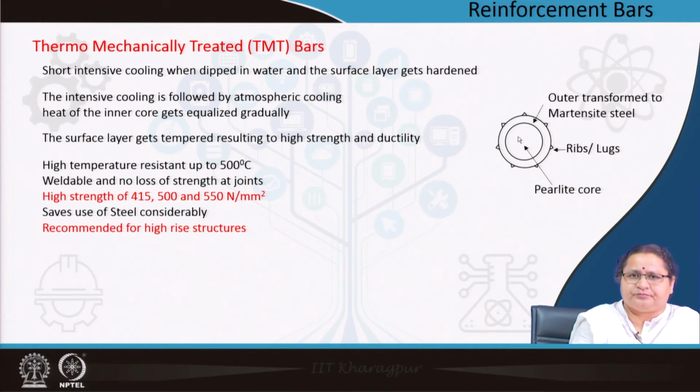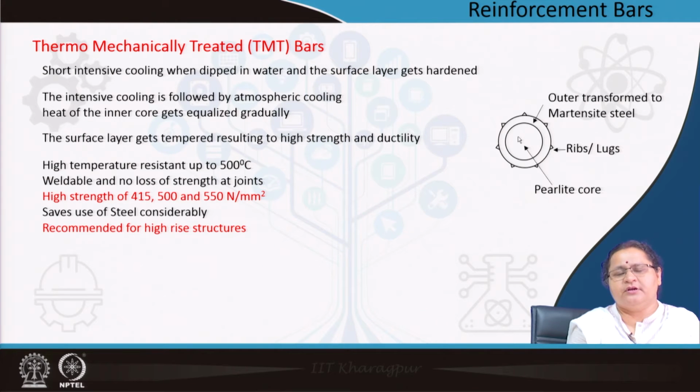These thermally treated bars, or the TMT bars, are weldable, and at the point of welding it does not have a loss of strength. We can get high strength starting from 450 Newton per millimeter square up to 550 Newton per millimeter square, and around 40% of use of steel can be reduced and hence recommended for high rise structures.